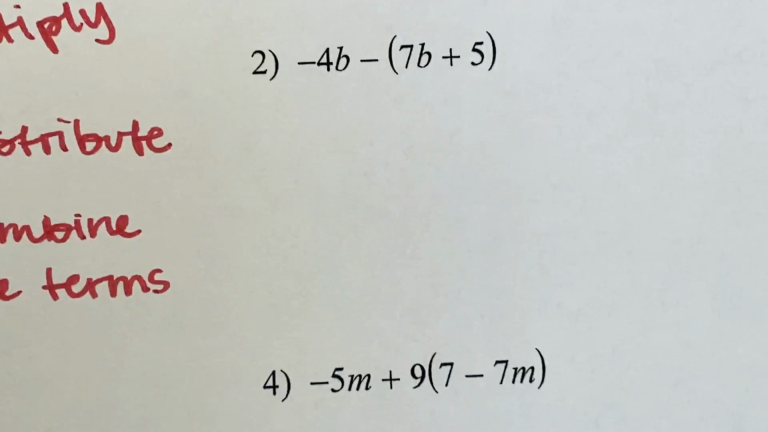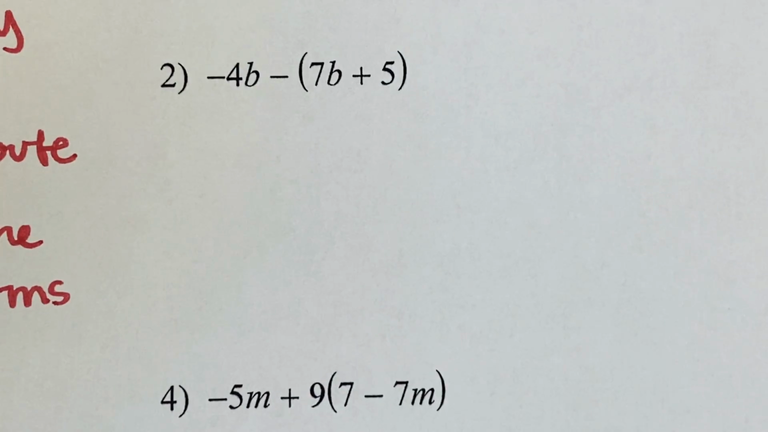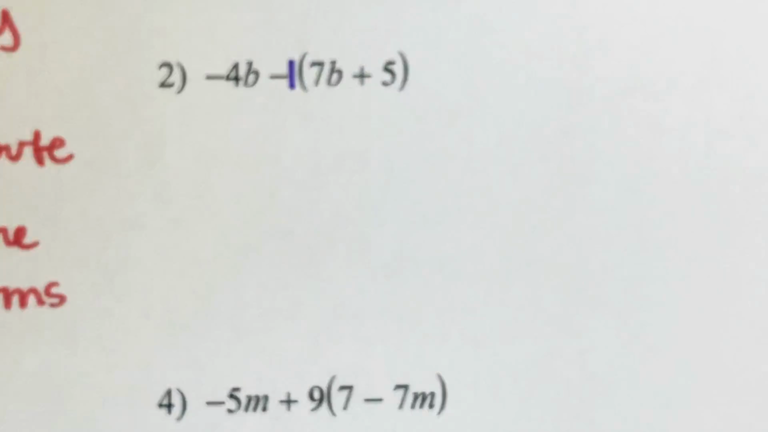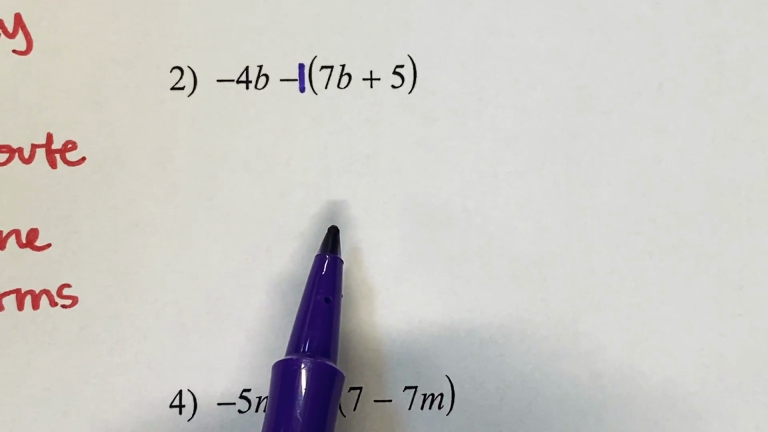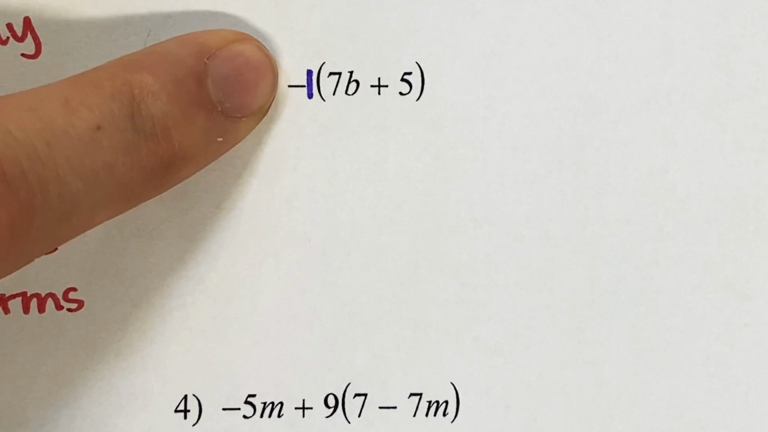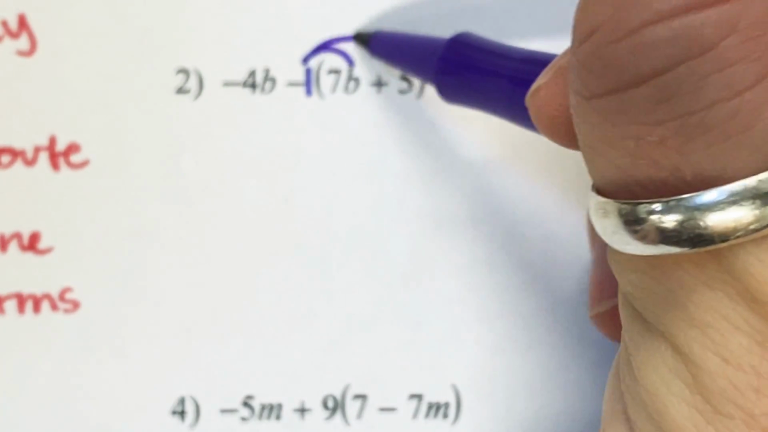Let's look at number 2. What is the number that is going to distribute in here? What's the number right in front of the parentheses? Again, it is -1. That is the number that is going to distribute, or multiply, into our parentheses. So we're going to ignore this piece for now. We are going to distribute first.